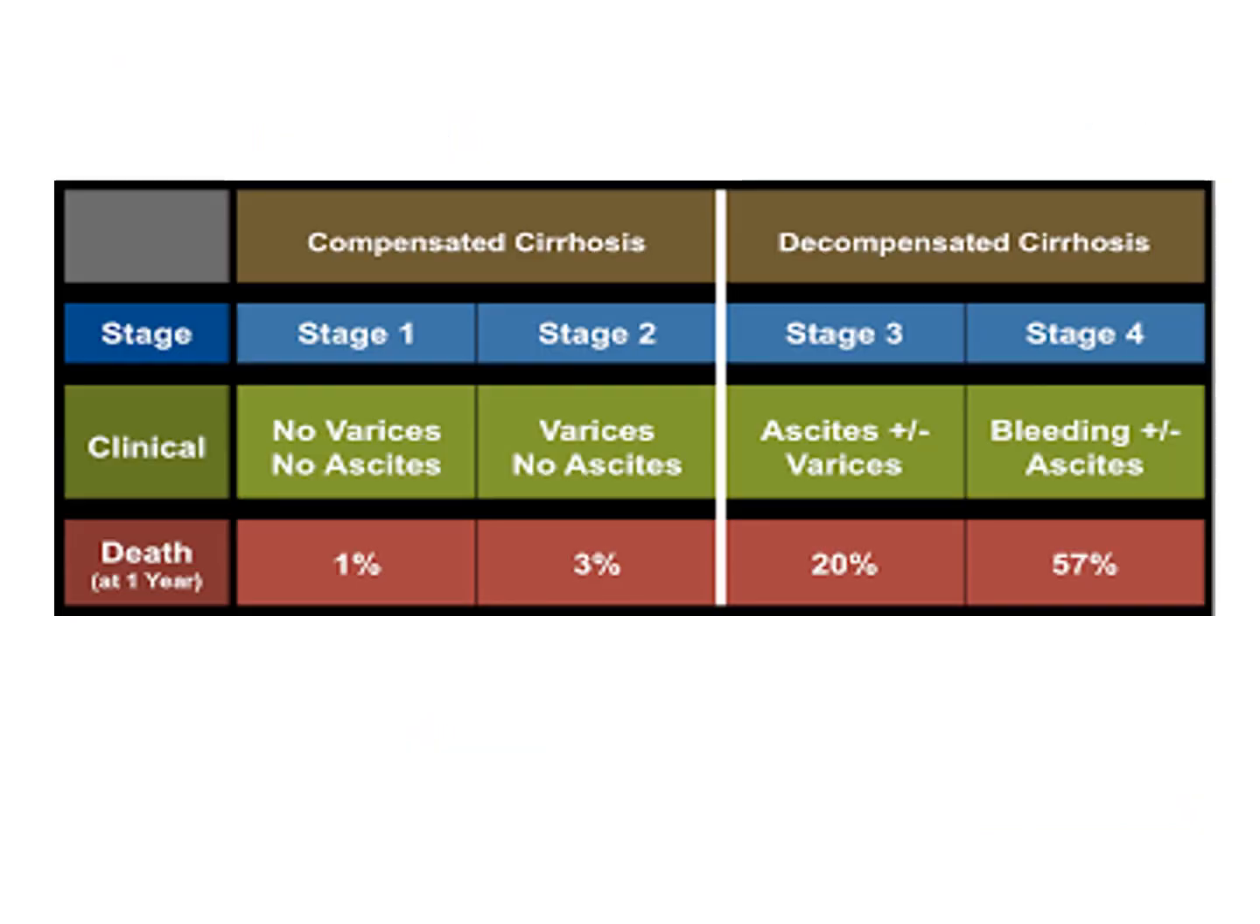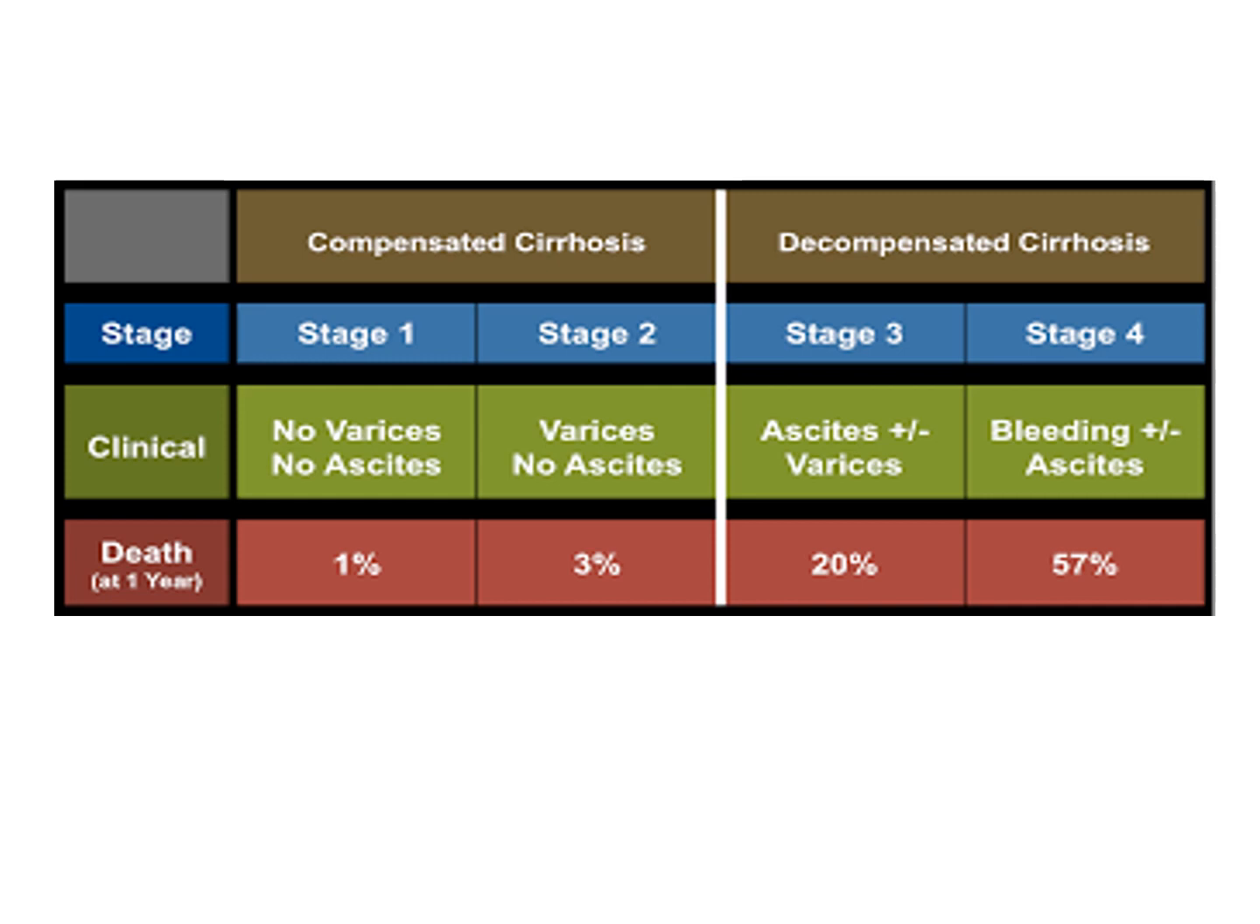The stages of cirrhotic liver are clinically divided into 4 stages. The first and second stages are called compensated cirrhosis. The third and fourth stages are called decompensated cirrhosis. As we say, these stages are correlated with a death percent. In stage 1 and stage 2, the death percent is about 1 to 3%.